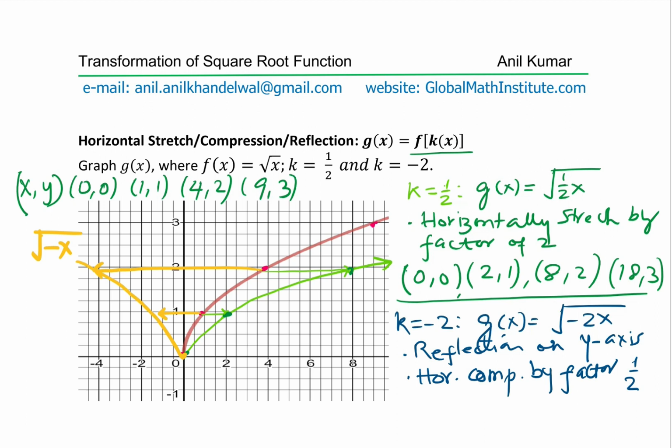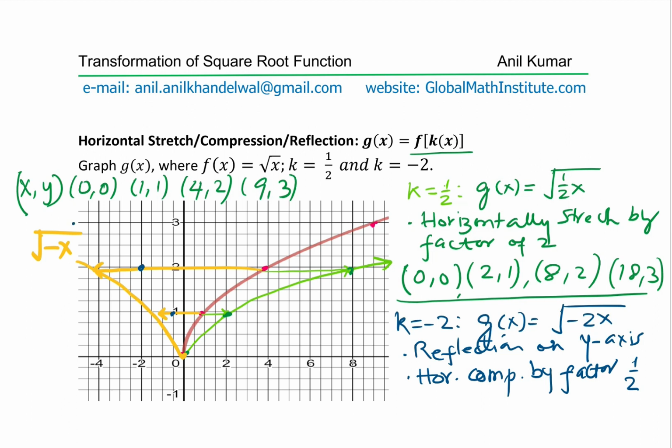So the compression will be that the point 0 remains at 0. However, all these values will come halfway. So instead of 4, this will be now at 2, minus 2, I mean. And instead of 9, this will be at 4.5. So this point here will be at 4.5. So it'd be kind of here.